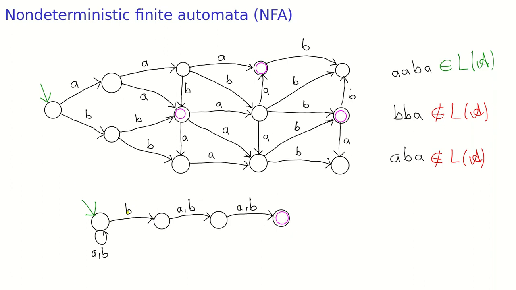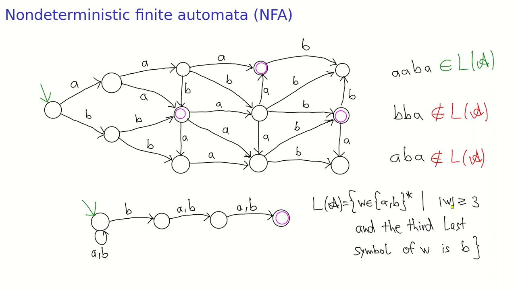And in fact, every such word where the third last symbol is a B gets accepted, because you can just read all but the last 3 symbols in this state, you can loop around here until there are only 3 symbols left, and when it's a B, then you go to here, and then 2 more symbols. So actually, this automaton accepts precisely the words whose third last symbol is a B. So strings with at least length 3. Of course, to reach the state we have to have at least length 3 because we read 3 symbols on the way at least. And the third last symbol of W is a B.